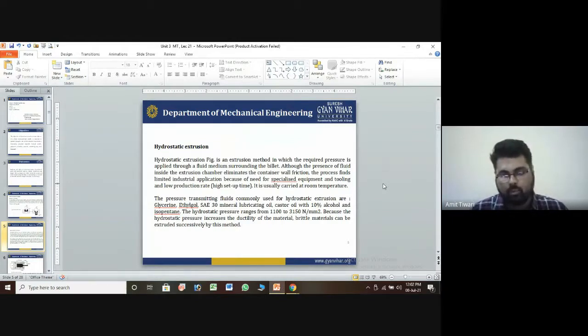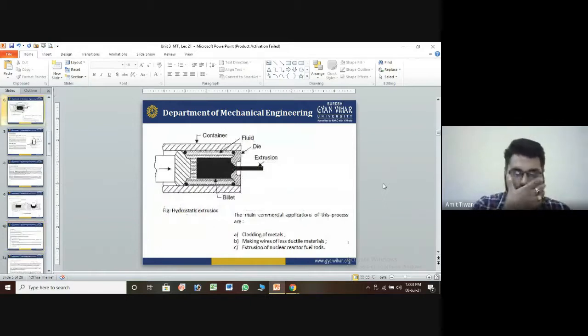Some pressure is required, in the range of 1100 to 3150 Newton per mm square. The commonly used fluids are glycerin, ethanol, SAE 30 mineral lubricating oil, castor oil with 10% alcohol, and isopropanol. These are the pressure fluid properties commonly used for hydrostatic extrusion.